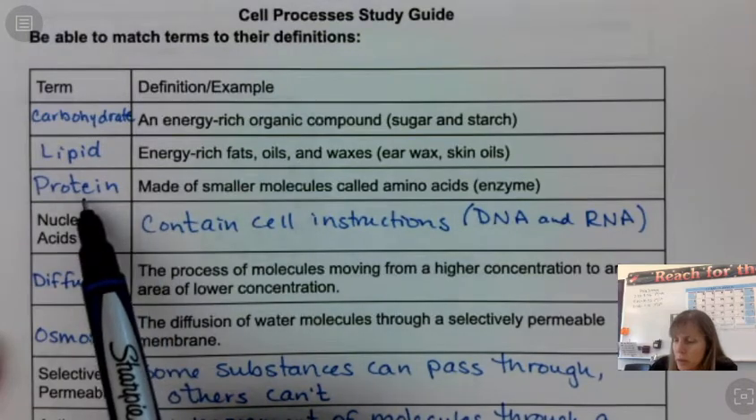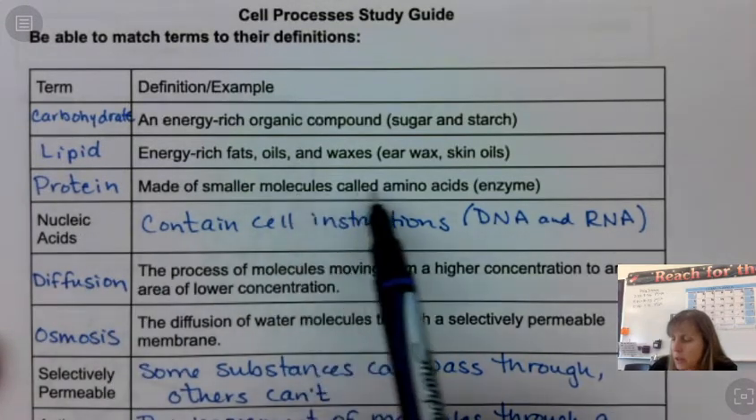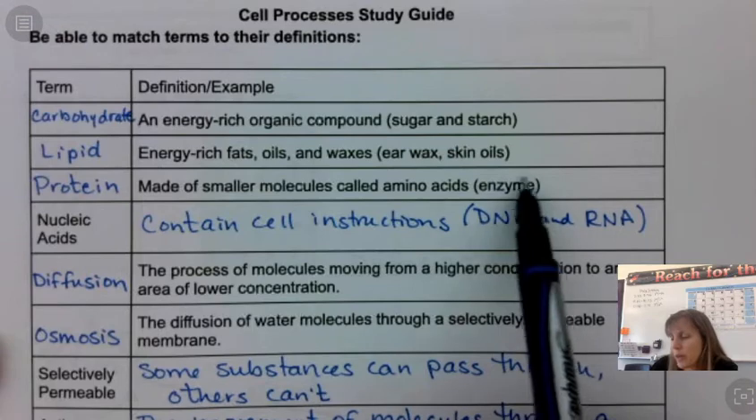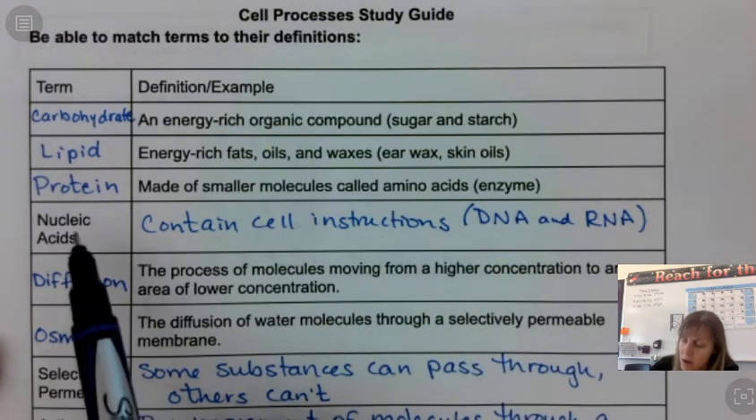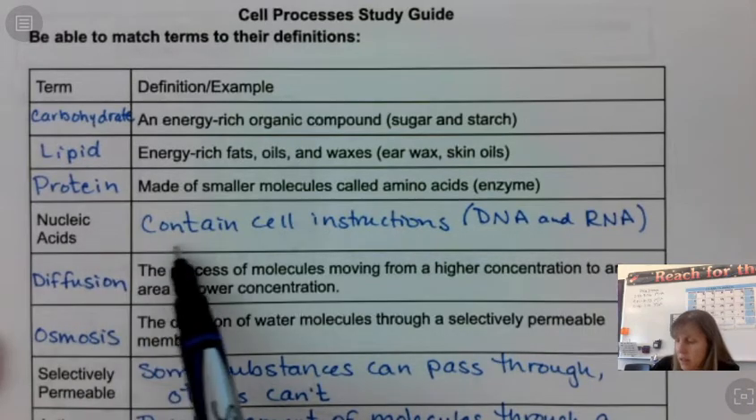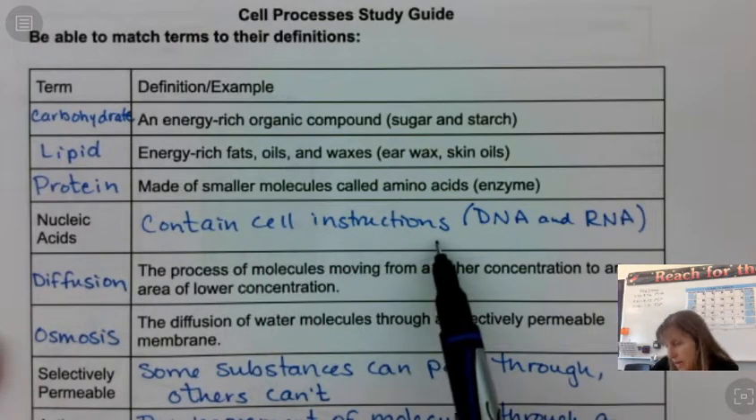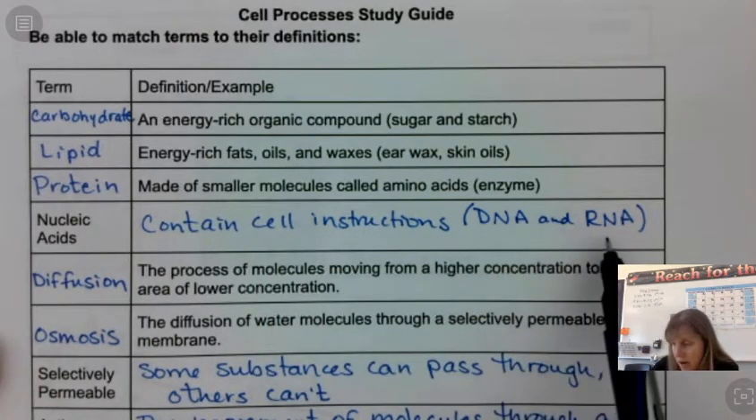The next one was protein, which is made of smaller molecules called amino acids. One important one that we looked at was an enzyme, right? Your saliva to dissolve things. Nucleic acids. These contain cell instructions. Examples are DNA and RNA.